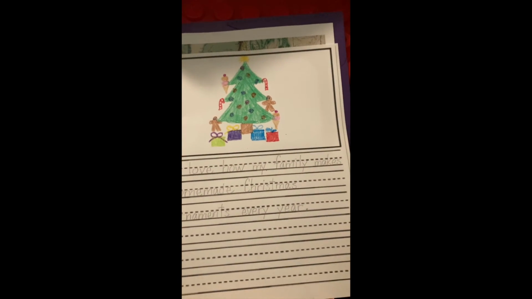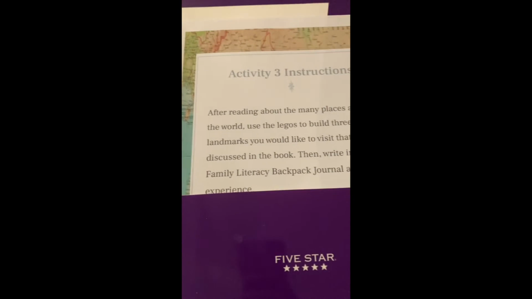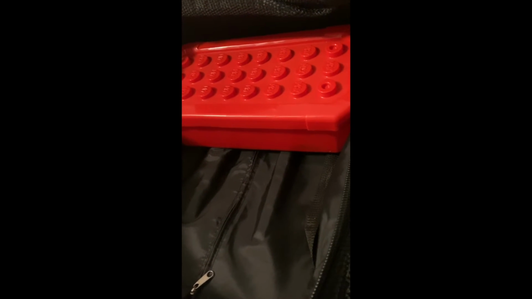So for this second activity, I have the description on the left-hand side, and then the instructions and the activity on the right-hand side. So here's the activity that the children in this family completed. For this last activity, I have the description on the left side of the folder and the instructions on the right side of the folder. I also included a bin of Legos for the family to use to help complete the activity.